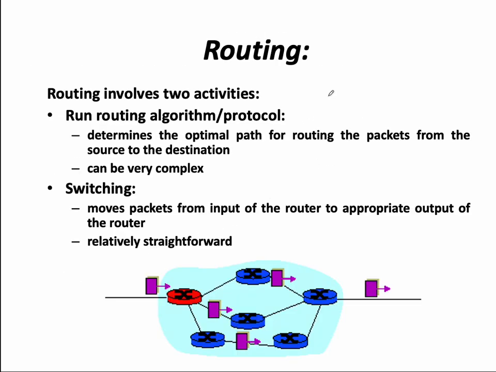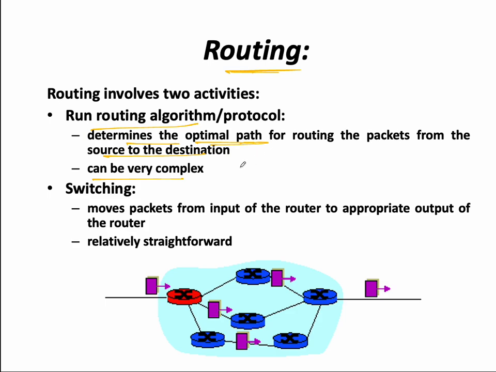So now if you take a look at the simple diagram, what is routing? Routing involves two activities basically. Run routing algorithm protocol. The routing algorithm determines the best path for data to travel across the network, right? In other words, it determines the optimal path or the best path for routing packets from the source to the destination network, right? It can be very complex.